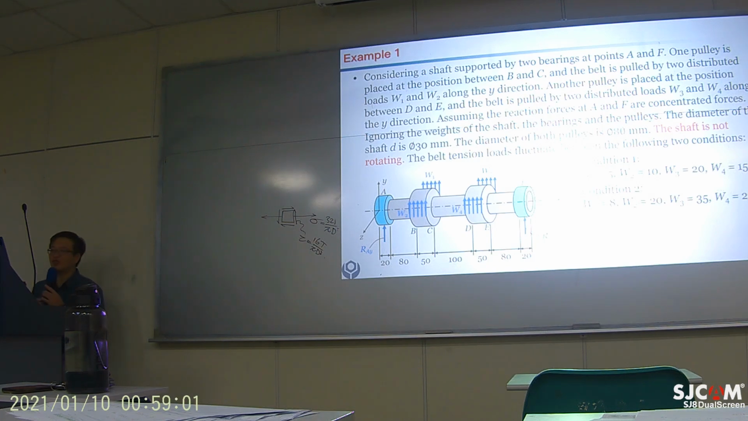So we are back to the problem that we used many times in the past. Let me remind you what the problem was about. There are 2 bearings on the side of the shaft, and there are 2 pulleys. There are some belts on the pulleys, and the tension force on both sides of the pulley is different. Usually it's different.